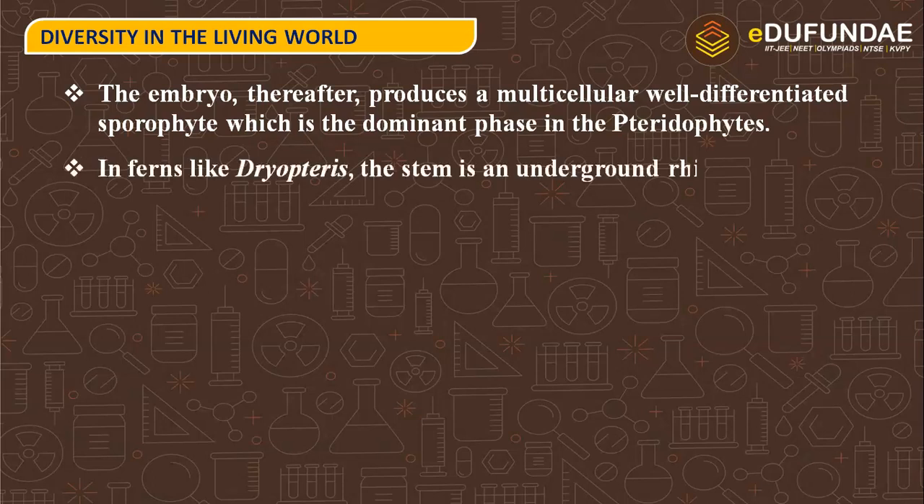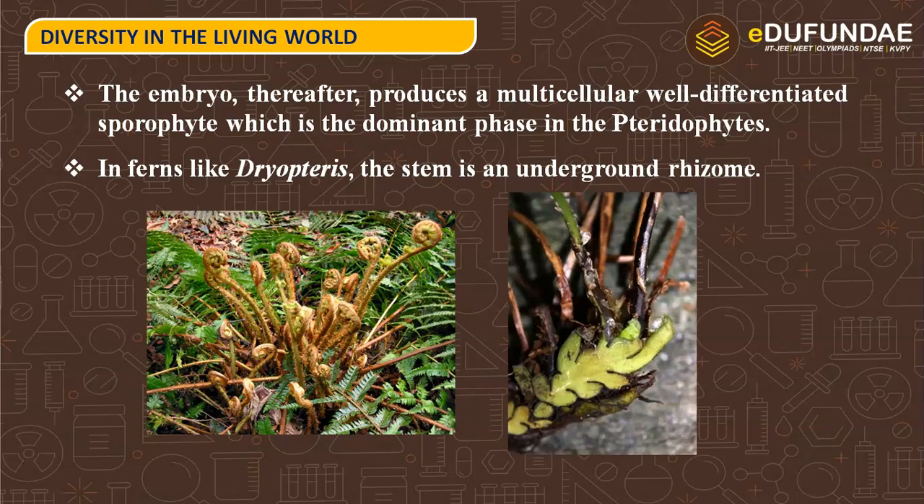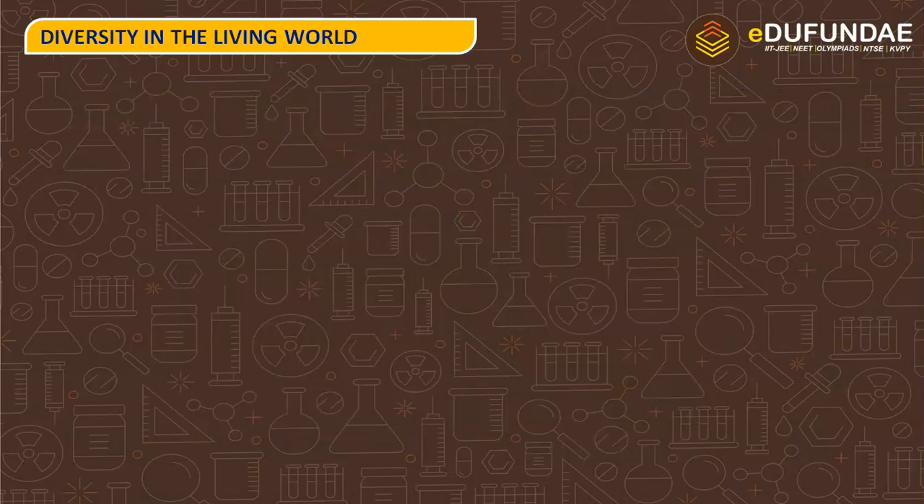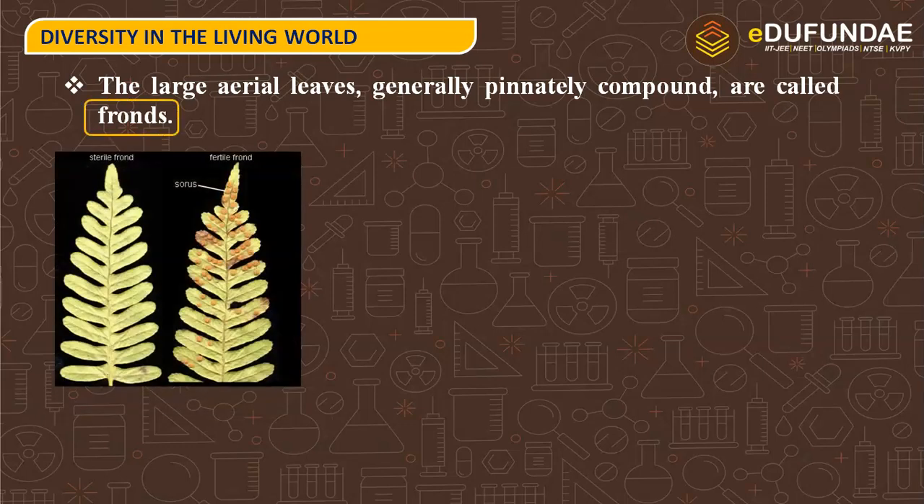In ferns like Dryopteris, the stem is an underground rhizome. So here we can see the structure of Dryopteris. And the main thing to be noted here is the stem is an underground rhizome. So the stem is underground in its case. The large aerial leaves, generally pinnately compound, are called fronds. So what do we call the leaves in this case? They are called fronds.